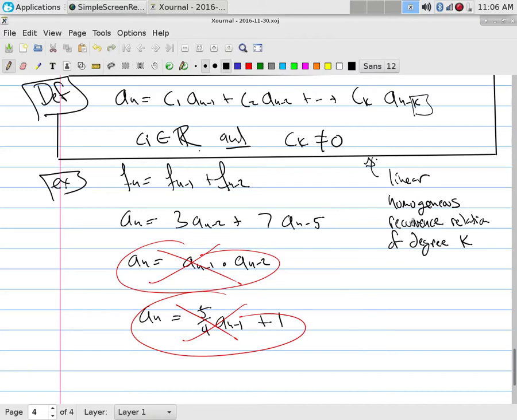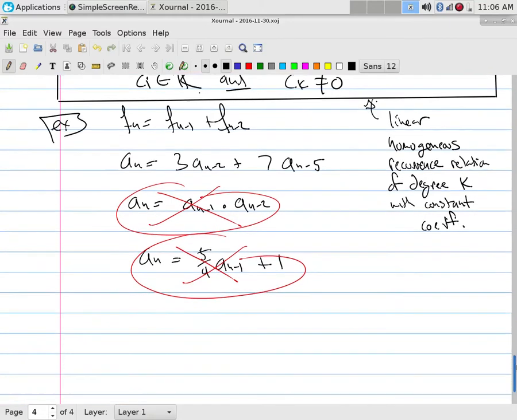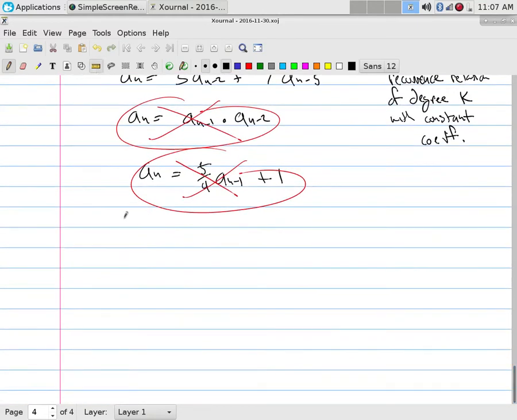Linear homogeneous recurrence relation. It's obviously a recurrence relation of degree k with constant coefficients. So the numbers in front have to be a real number times the a subs. So that's the entire name. We are going to solve linear homogeneous recurrence relations of degree k with constant coefficients. And we are going to solve this by guess and check.